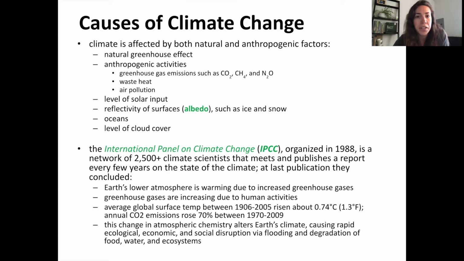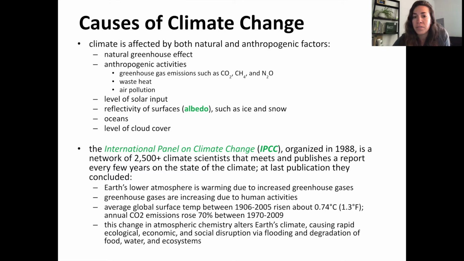Obviously, the oceans play a huge role. They are a huge heat sink. They are a huge CO2 sink, and they're really a climate moderator. And the level of cloud cover. Clouds can act as a blanket and hold heat closer to the surface, but they can also act as a shield and reflect sun back out into the atmosphere.